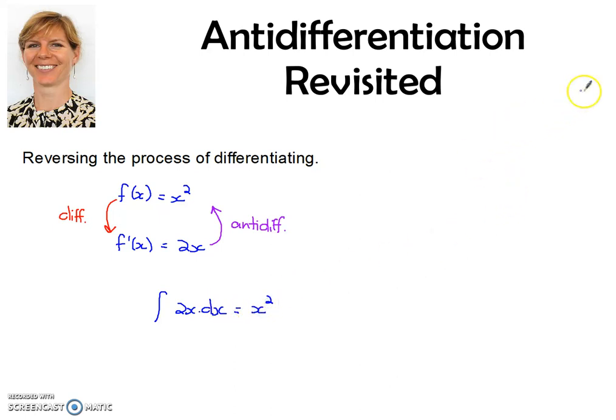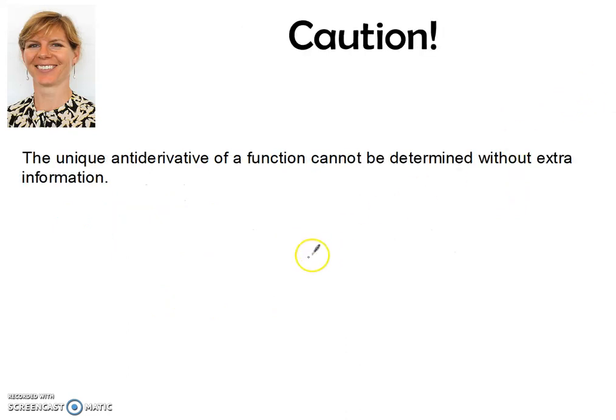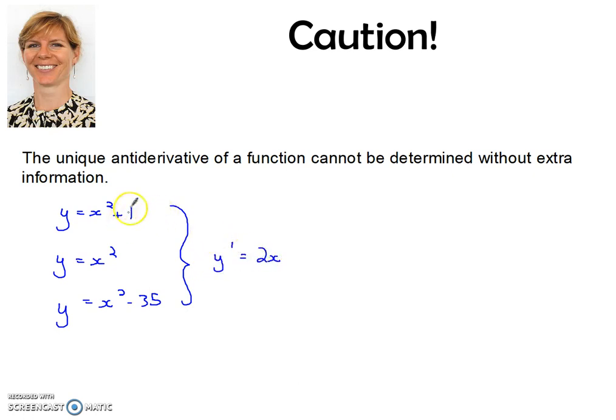Now just a word of caution, we do need to be careful with this, because we know that when you differentiate, we lose a constant. So if we have y equals x squared plus 1, or y equals x squared, or y equals x squared minus 35, the derivative of all of these functions is 2x, because the constants disappear, and there wasn't one here. So when we integrate, we don't know what those constants were. We take care of that by saying the integral of 2x dx is x squared plus some constant, plus c.